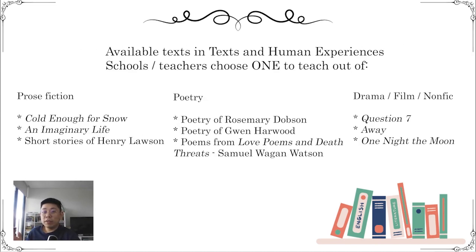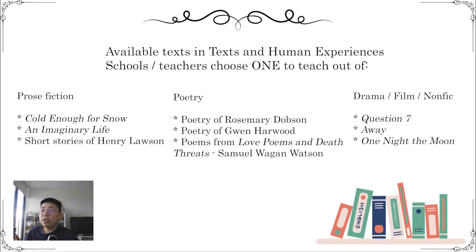We will start with the novels for Text and Human Experiences. Actually, let me flick up on the screen all the different texts that are available. So for the novels, we have Cold Enough for Snow by Jessica Au, which is this very new, modern text that's been released. We have An Imaginary Life by David Malouf, which is a returning text, and we have the short stories of Henry Lawson.